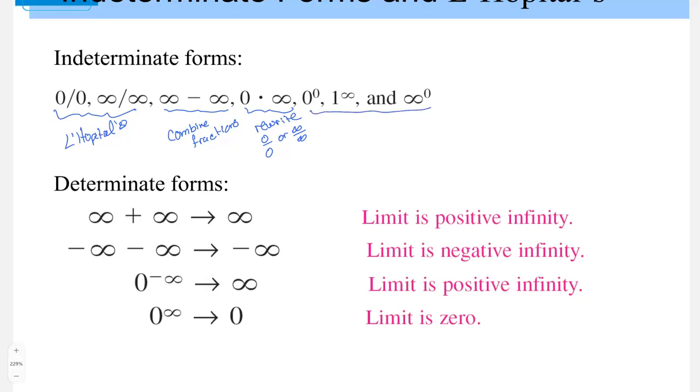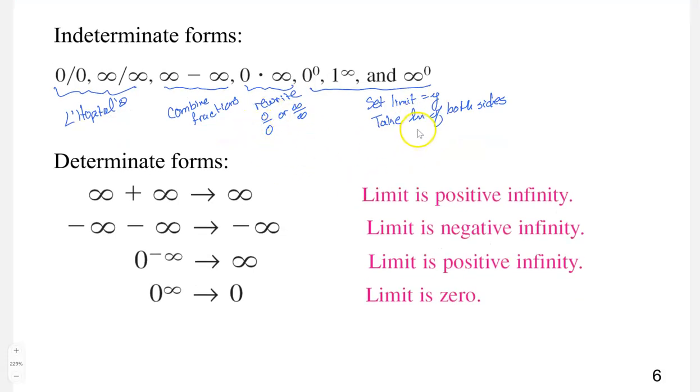These three are going to have issues in the exponent, which means we're going to have to set the limit equal to y. And then we're going to take the ln on both sides. And then we can do some manipulations to help us solve that one. Sometimes we may have to do a clever rewrite.